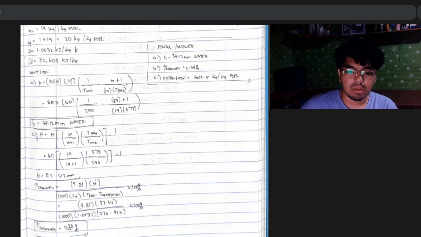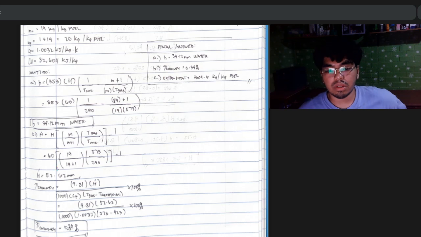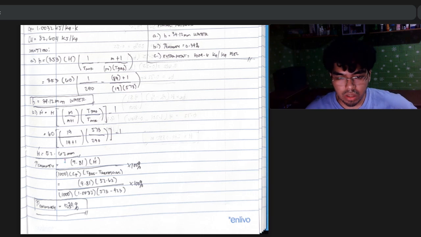So for letter B, H apostrophe is equal to H times m over (m plus 1) times T gas over T air minus 1. So substitute: 60 times 19 over 19 plus 1 times 573 over 290 minus 1. We get the answer, which is 52.62 millimeter.